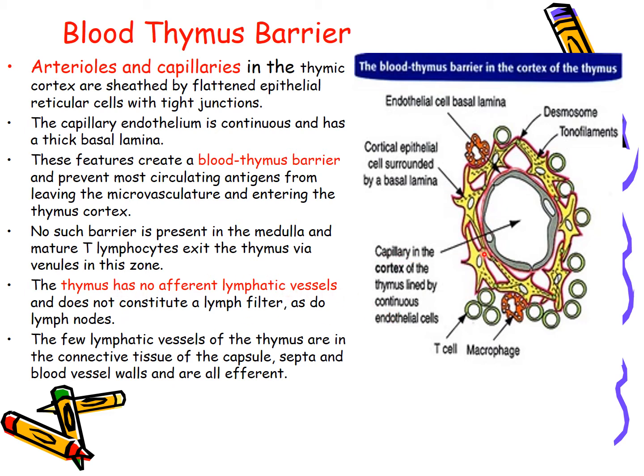The thymus has no afferent lymphatic vessels, because the thymus gland is not involved in the filtration of the lymph as the lymph nodes are. Lymph nodes filter the lymph, but the thymus gland is related to the maturation of the T lymphocytes. So there are no afferent lymphatic vessels in the thymus gland.